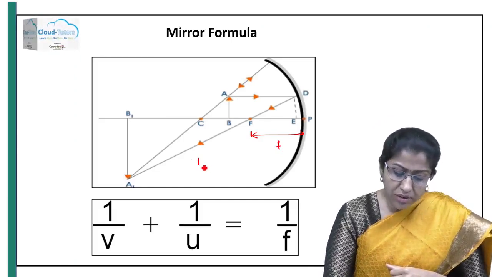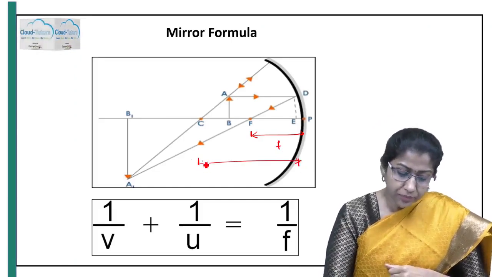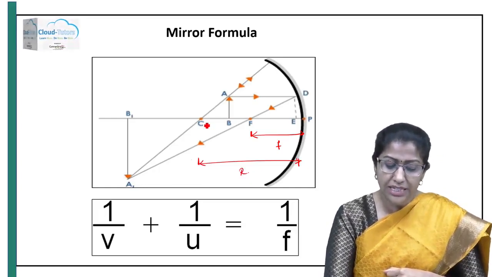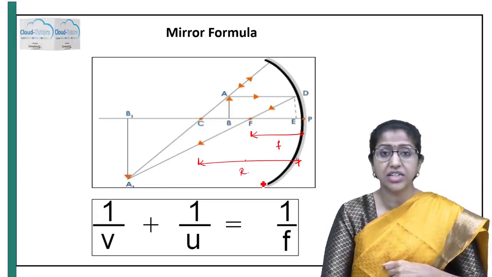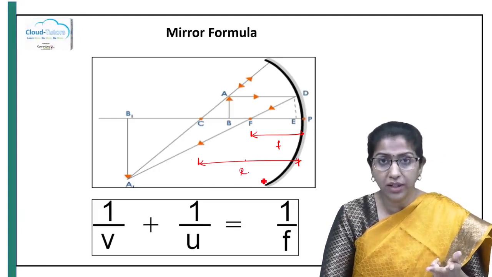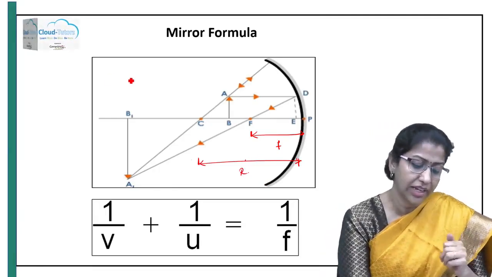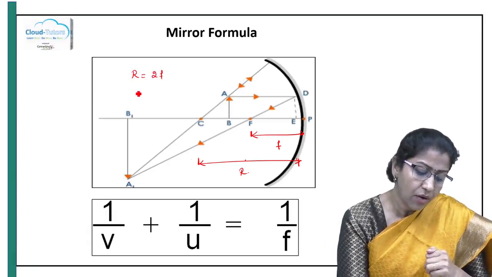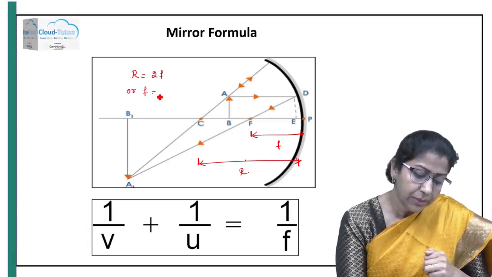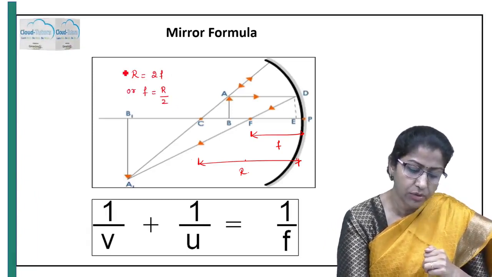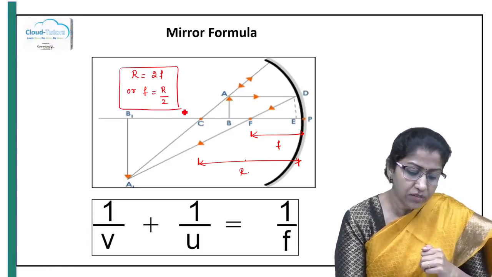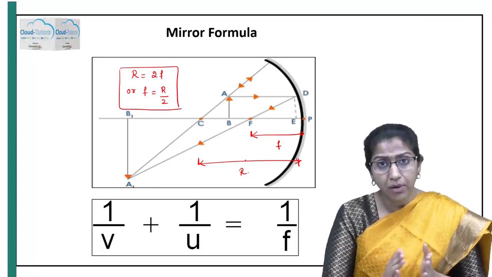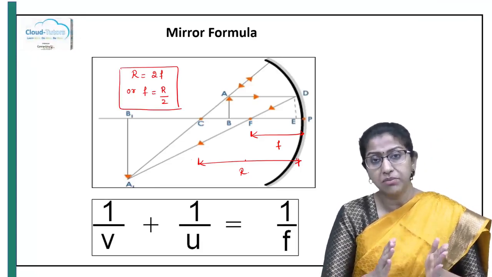There is also a relationship between the radius of curvature of the mirror and the focal length. As you can see here, the radius of curvature is exactly double the focal length. So what can we write it as? We can write it as R = 2f, or f = R/2. This is an equation which comes in very handy, as in very important, from your examination perspective.